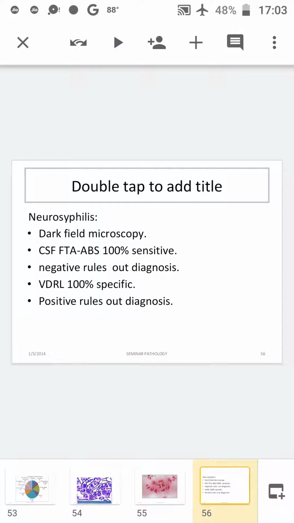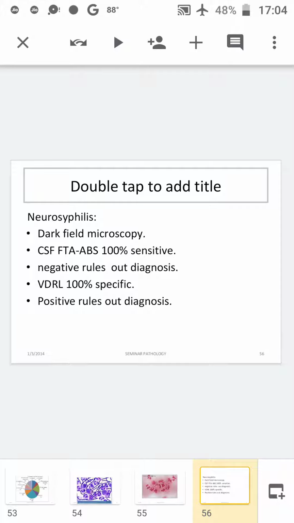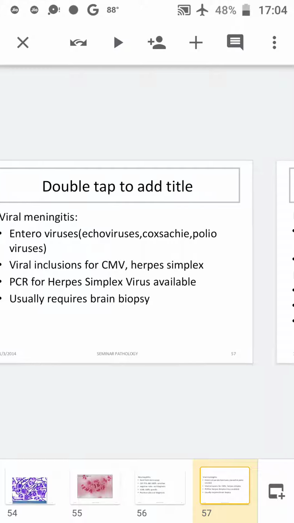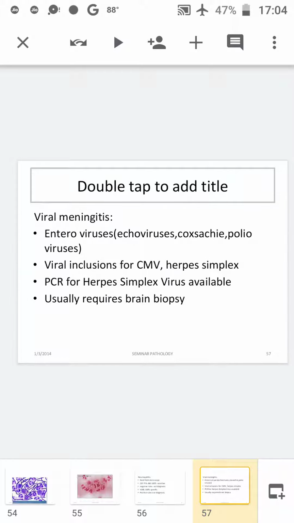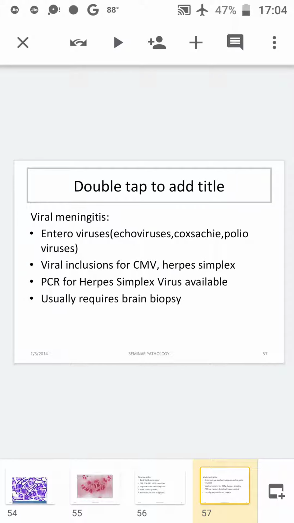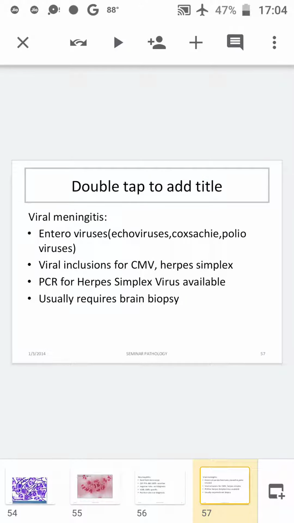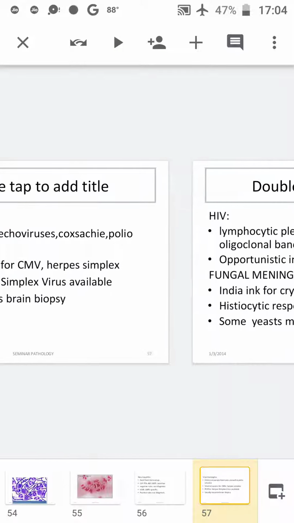Coming to neurosyphilis, the VDRL test in the CSF fluid is necessary to rule out neurosyphilis. So in CSF you have to do the VDRL test, which gives you 100% specificity, okay. In viral meningitis, enterovirus, echovirus, Coxsackie and polioviruses are common viruses. In cytomegalovirus and herpes simplex, you can see viral inclusions. Generally PCR is applied for herpes simplex virus, and usually brain biopsy is also required to detect the meningitis caused by the herpes simplex virus.